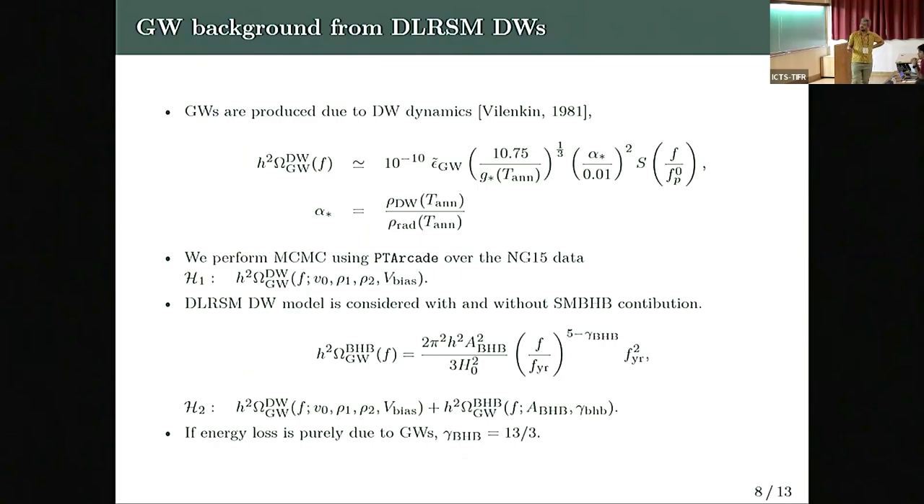So we have used this to perform an MCMC over the NG15 data, that is the 15-year data set of the NANOGrav collaboration. And we have taken two hypotheses. In one hypothesis, we are just considering that the entire gravitational wave background is caused by just the domain wall sourced by this DLRSM model. And in the second case, we also consider an additional background from the binaries. So these are the two hypotheses.